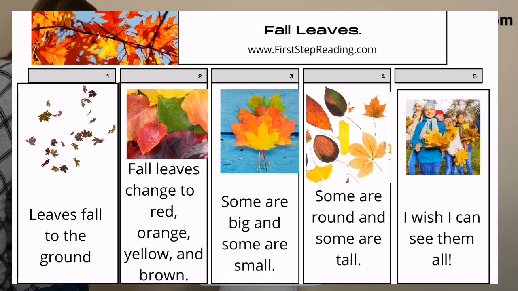Fall leaves. Leaves fall to the ground. Fall leaves change to red, orange, yellow, and brown. Some are big and some are small. Some are round and some are tall. I wish I could see them all. So you can read that story with an adult about fall leaves.